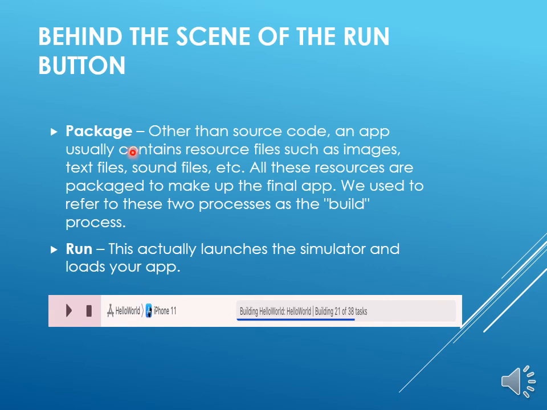So the package is created, and this package creation is called the build process, and after the package creation our app is run. We can see that when we click on this run button, that is the play button, we call it run. We click on it and it shows that it is building Hello World, building 21 of 38 tasks, meaning the app goes through compilation, and different tasks are created into one package and our app is created. So in this way our code is run in Swift.